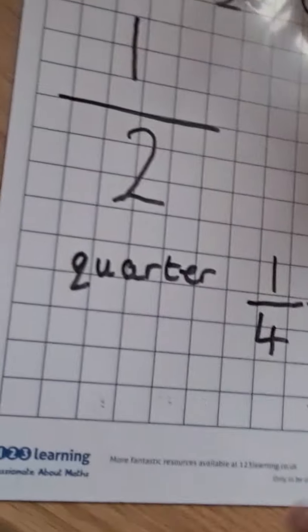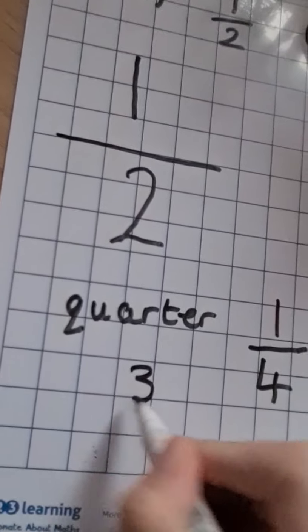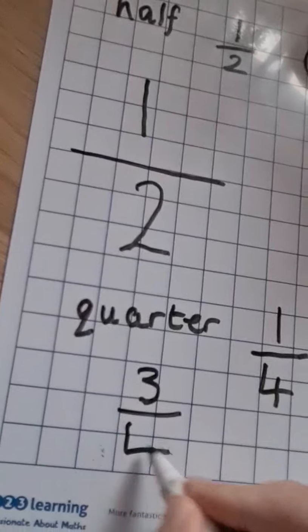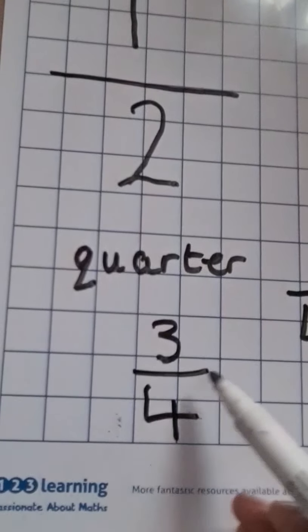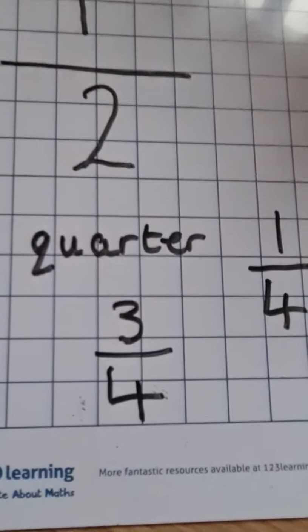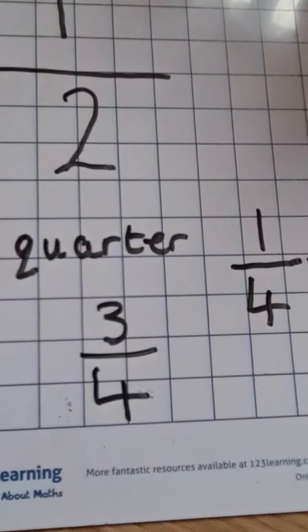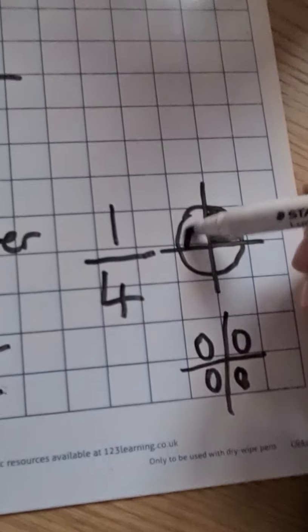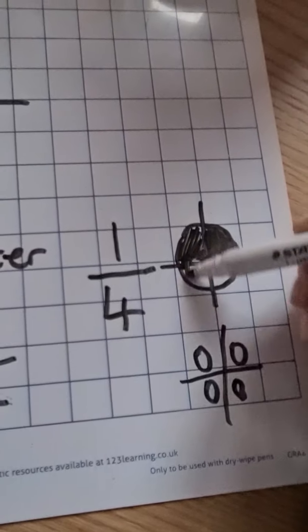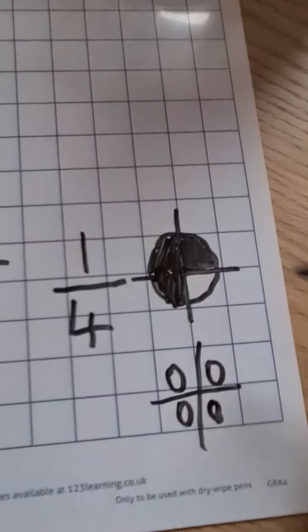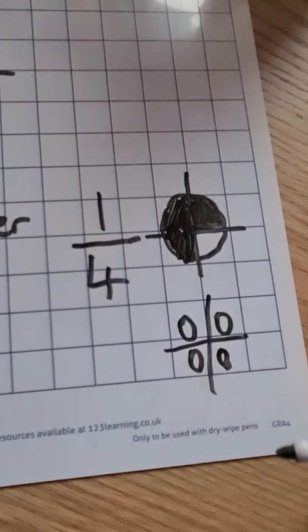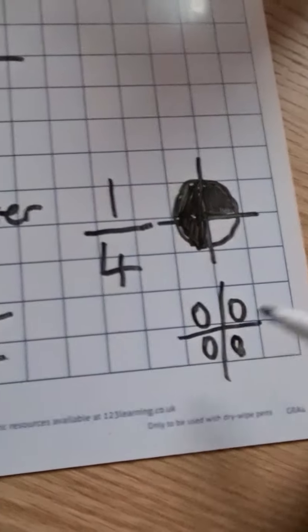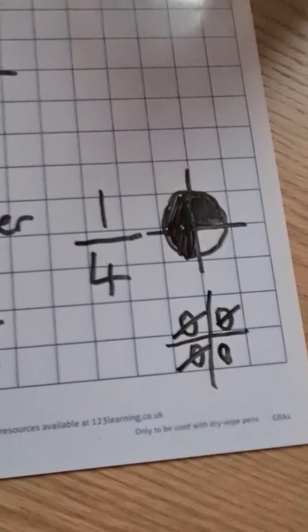1/4. We could also do 3/4. Did you get what it was? It's 3 out of the 4 parts. That's 3/4. We can go back to here and we can shade 3 out of the 4 parts. Now you've shaded 3/4. We can count how many 3/4 of the number 4 is by counting 3 out of the 4 parts. 1, 2, 3.